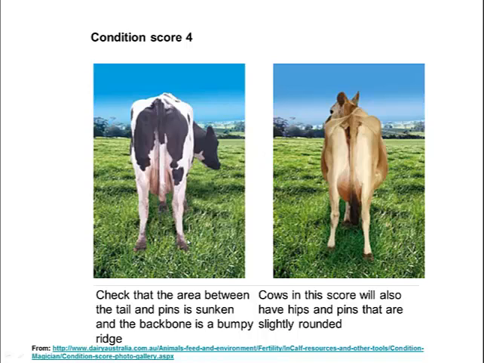Cows that are condition score 4, you can't quite see the backbone on this cow, but it would be a bumpy ridge if you looked at it from the side. A little bit of depression here, but not too bad, just a slight covering of fat over the pin bones and the base of the tail. This is the same, condition score 4 in a Jersey cow.